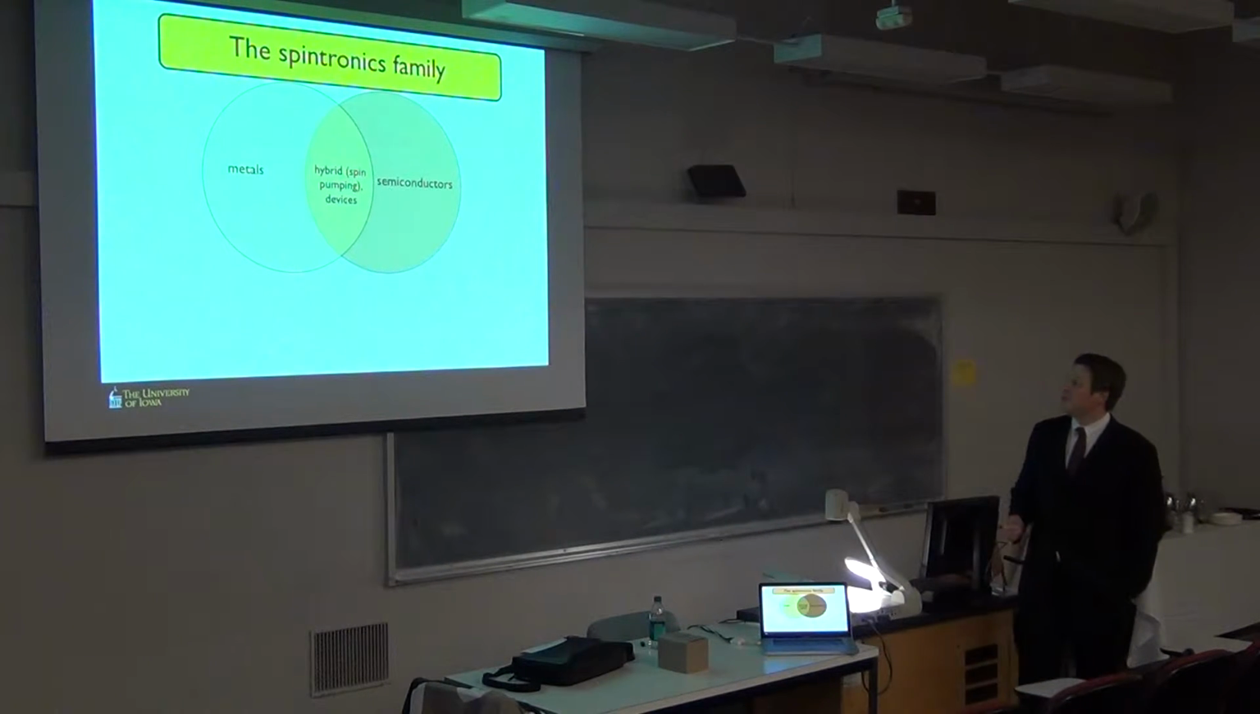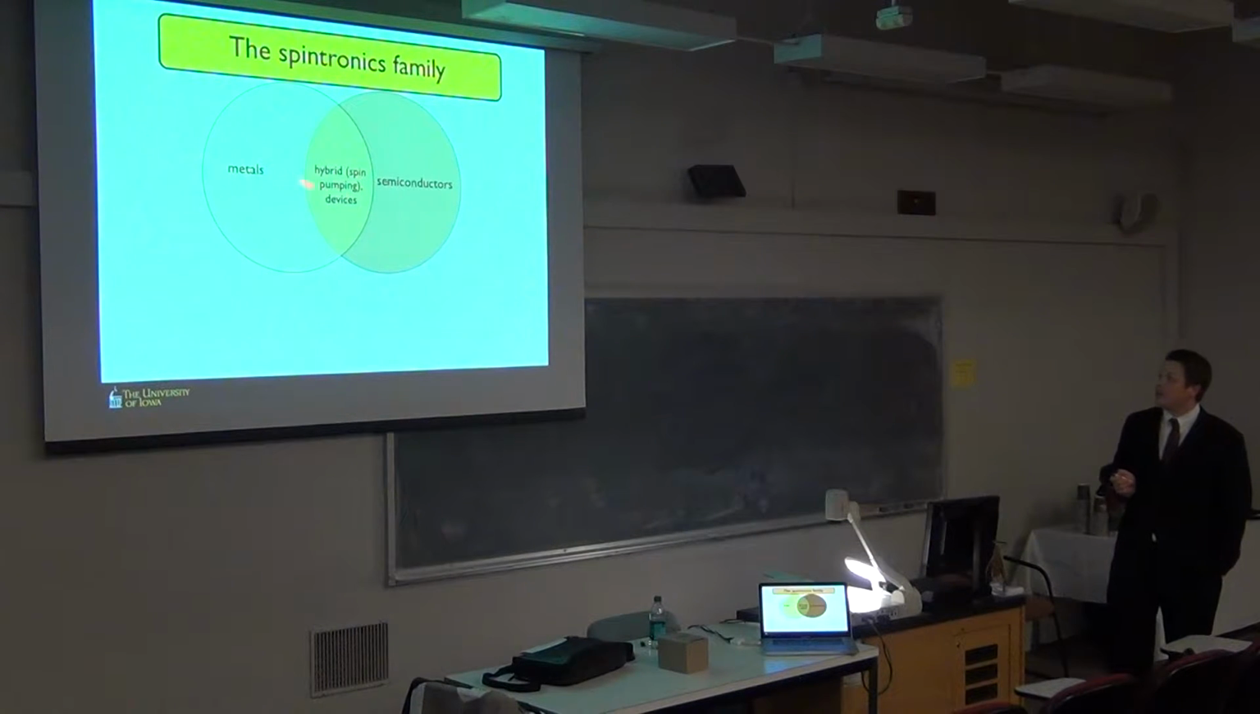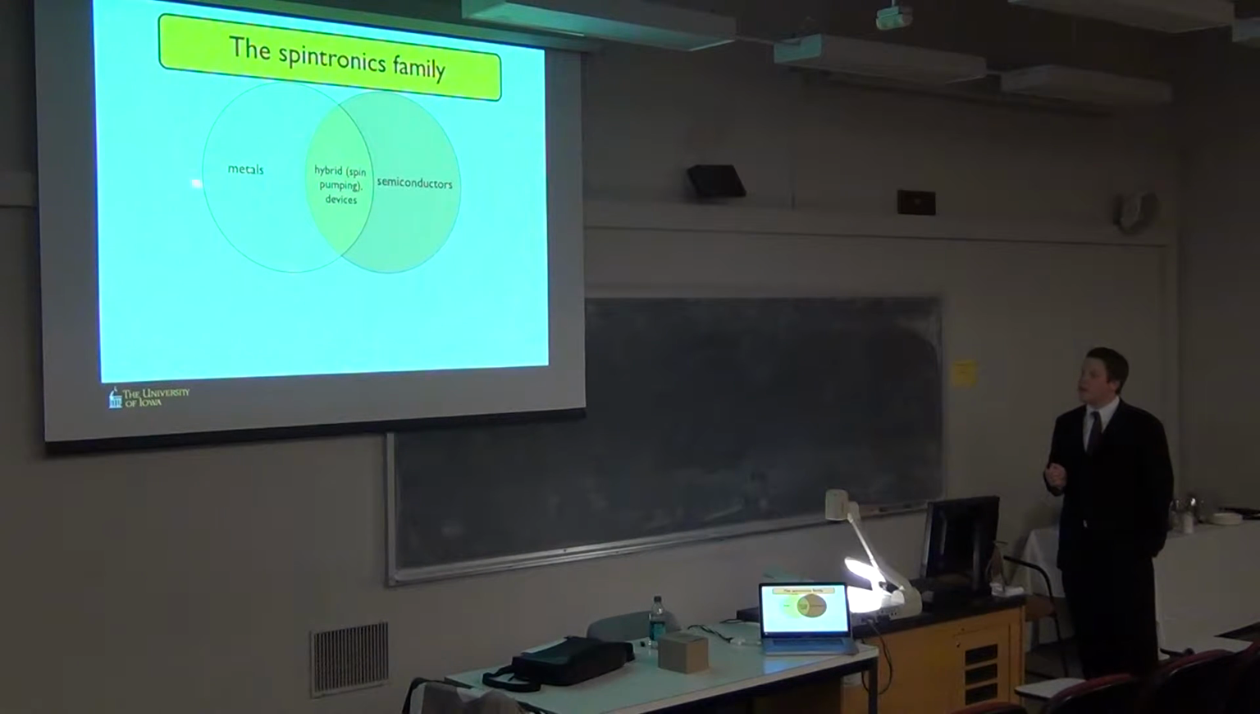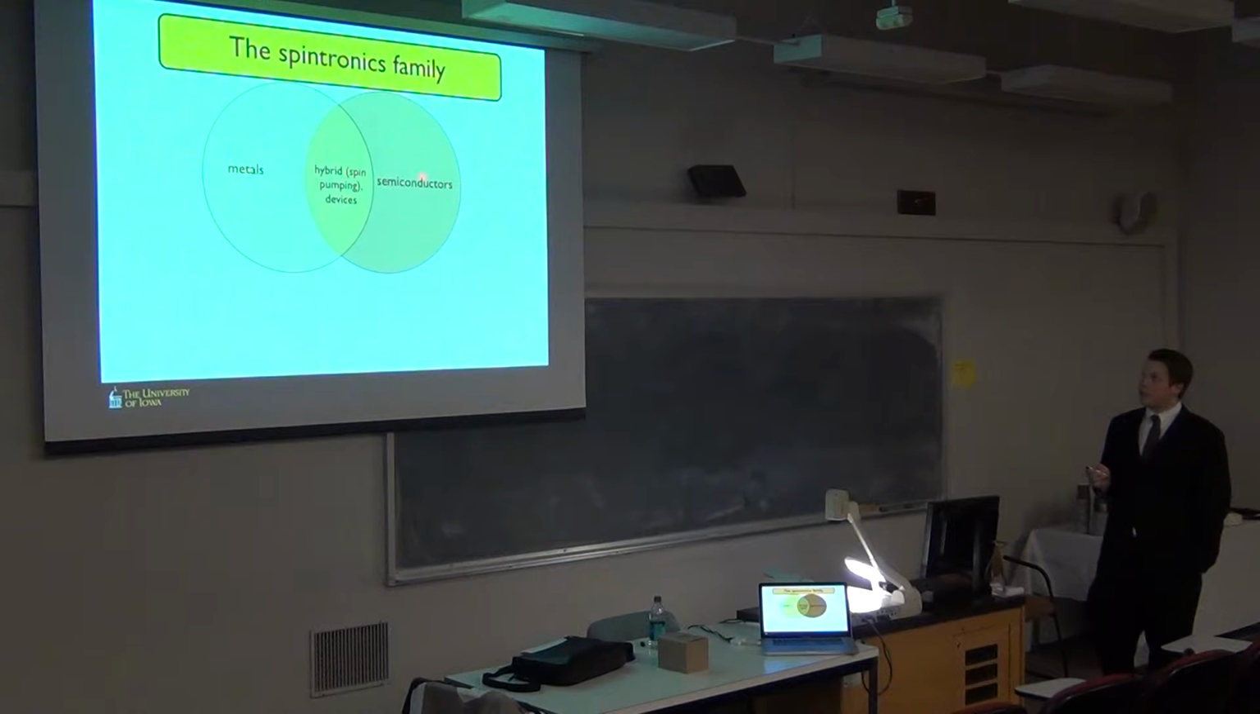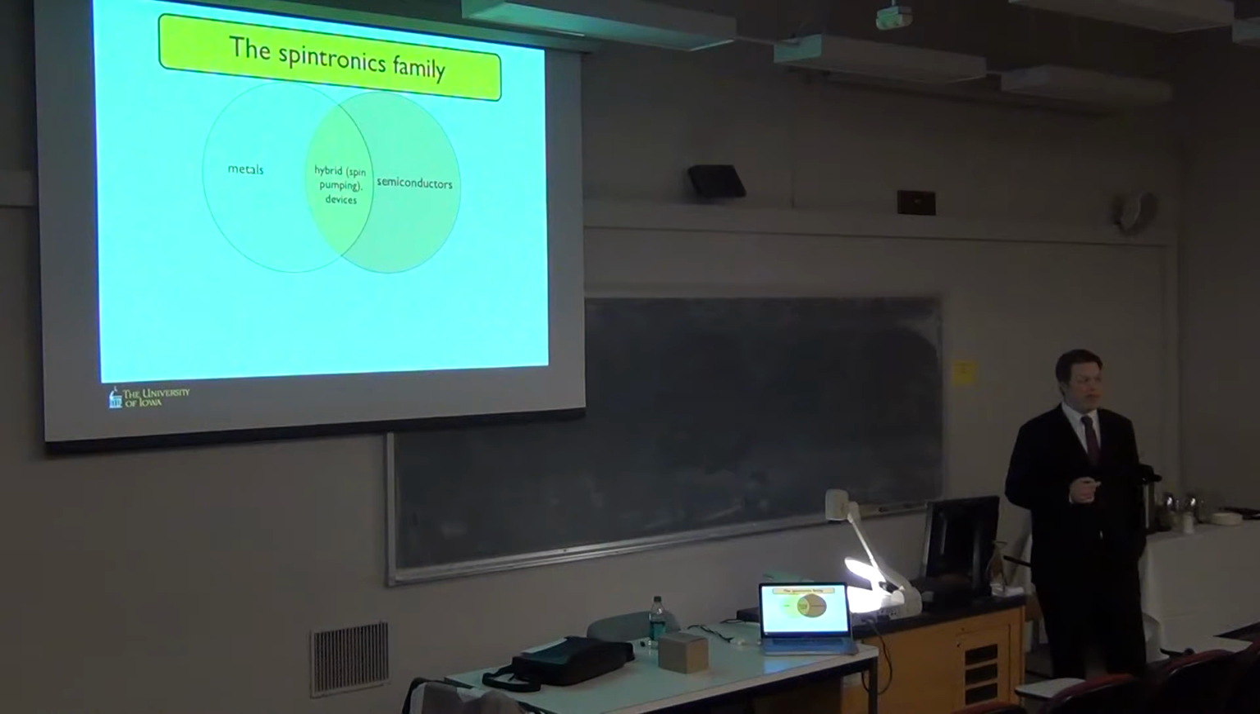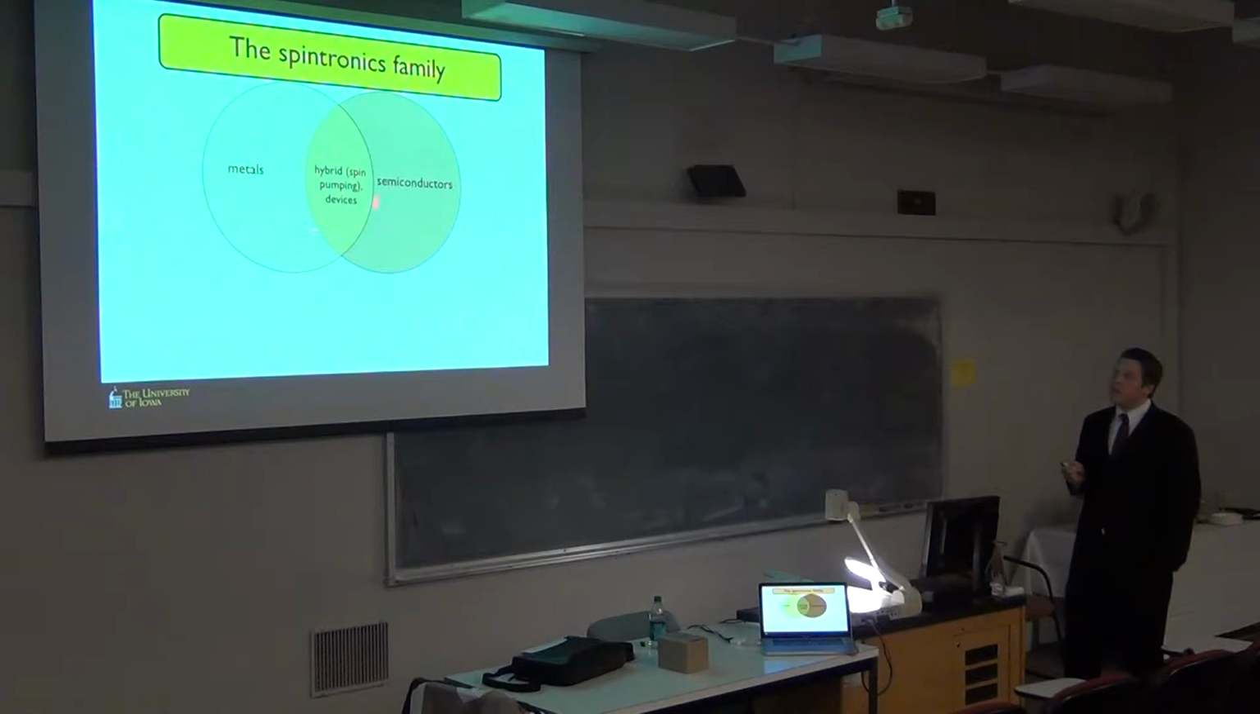So here's my little spintronics family diagram. We have metals here, and we have semiconductors, which have seen the bulk of the research in the past several decades. Then in the middle, we have hybrid systems that use both.